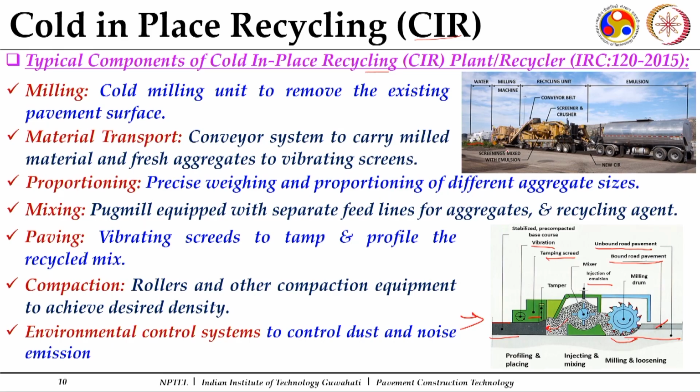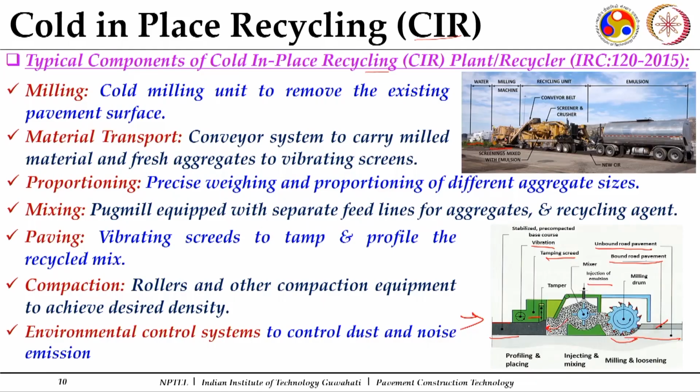Water is required when you are using emulsified bitumen. You have the milling machine, then the recycling unit where the conveyor belt is there. This is the one which is conveying the reclaimed material, and then a screening unit and crusher are there. If there is oversized material, it will be removed, or the bigger ones can be reduced down, and finally it is mixed and it comes out.